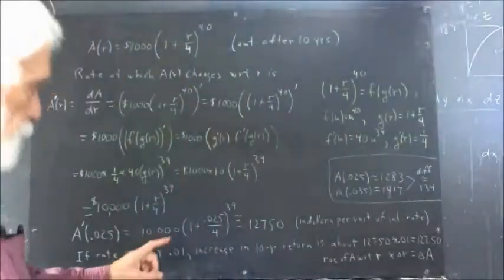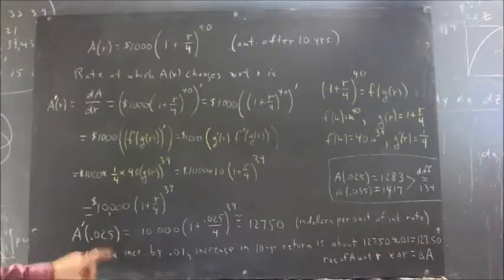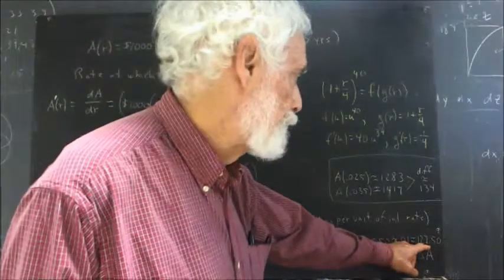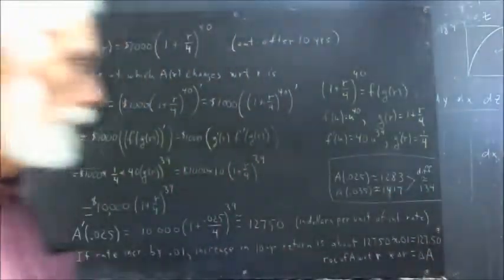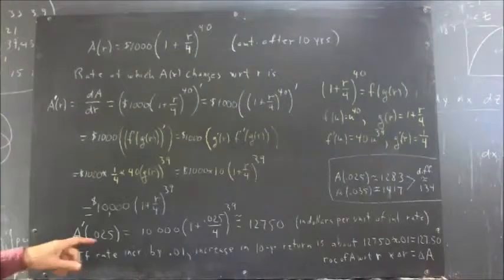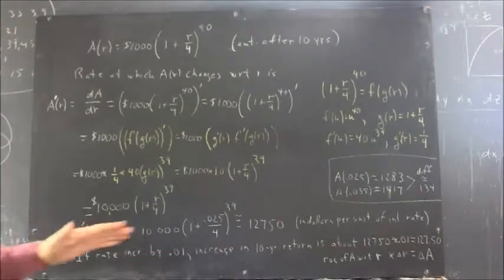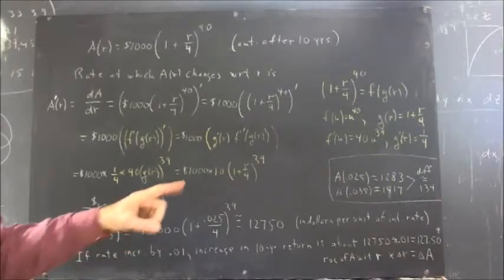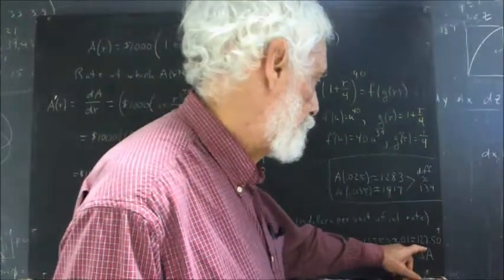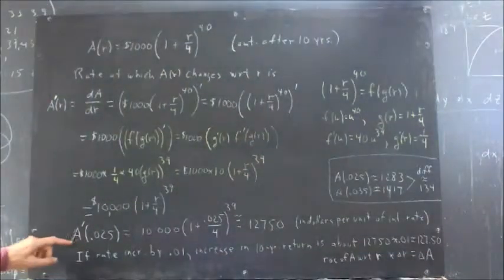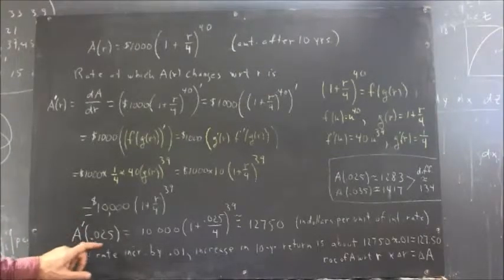Now, the prediction we get based on A prime at 0.025 is $127.50, a little bit lower than the actual difference. And there's a reason for that. That's because as this number goes up from 0.025 to 0.035, the A prime keeps increasing. The rate of change keeps increasing, so that the actual difference ends up being a little bit more than the difference predicted just on the rate of change at 0.025.